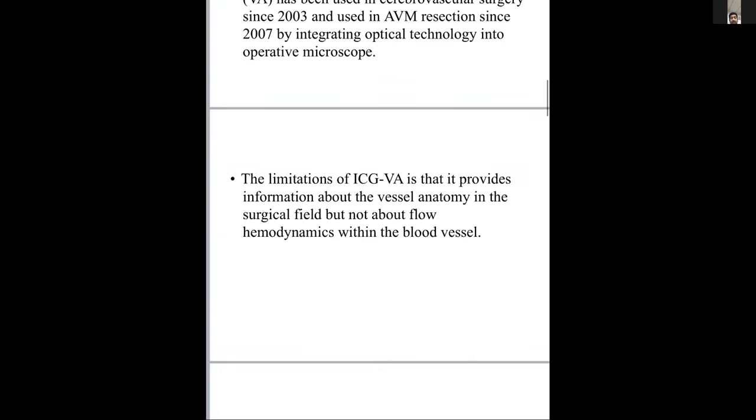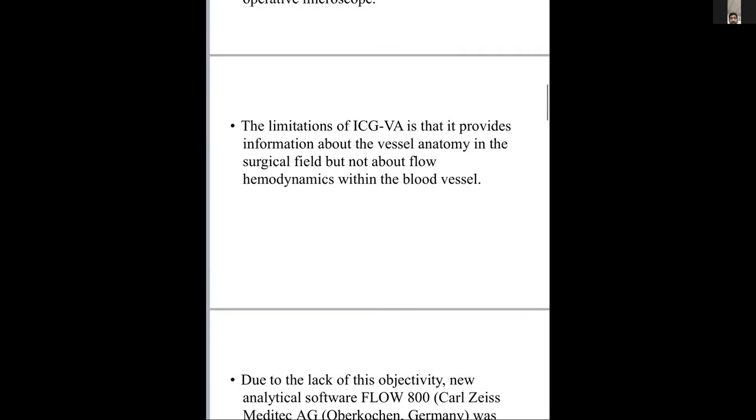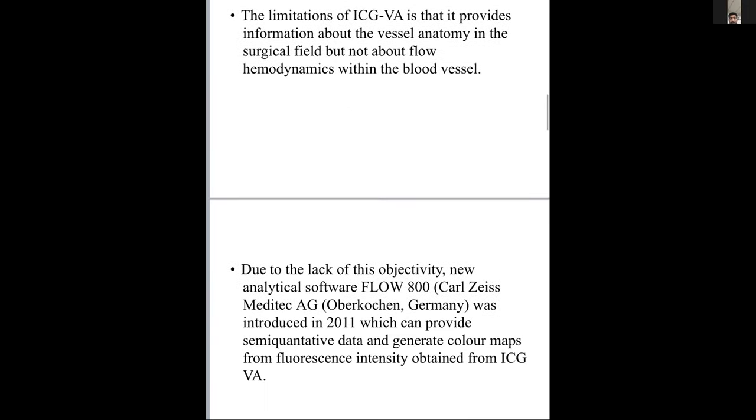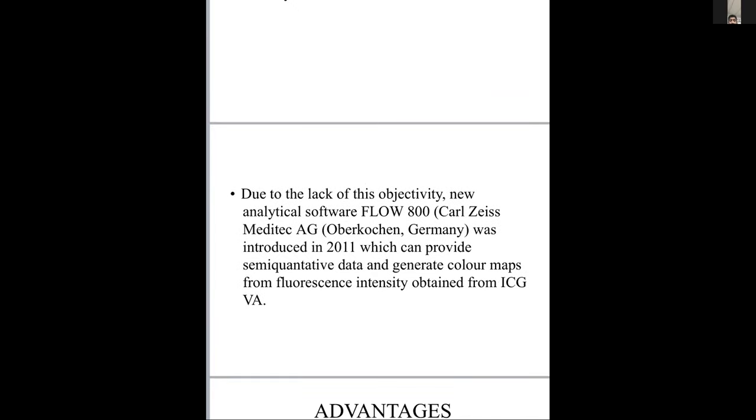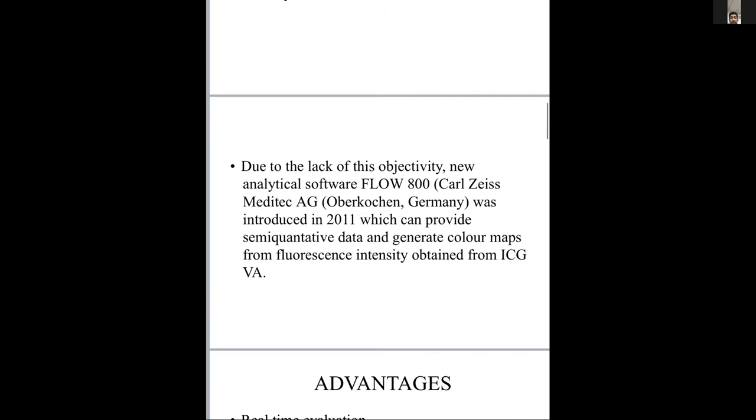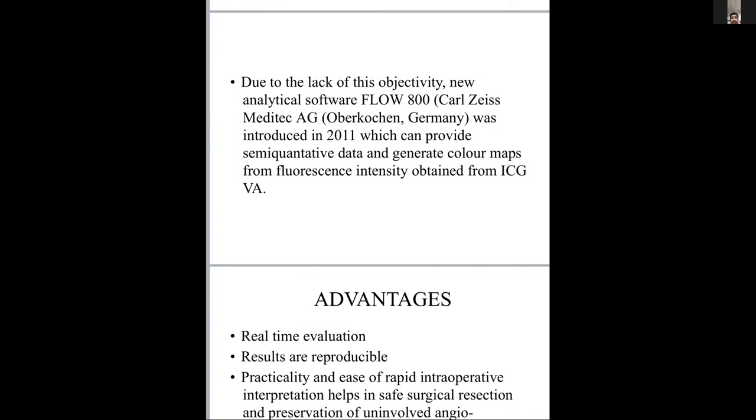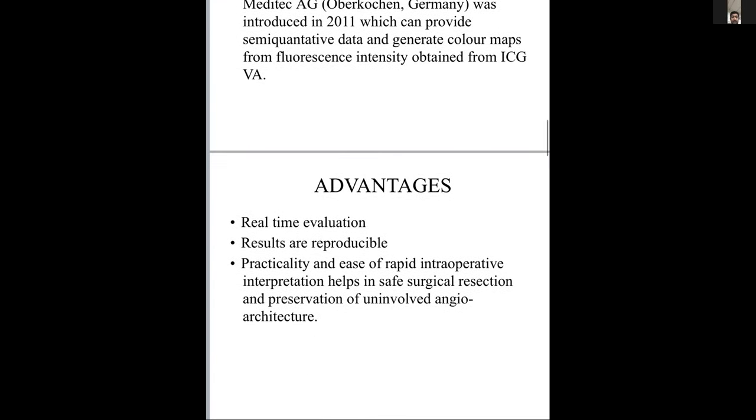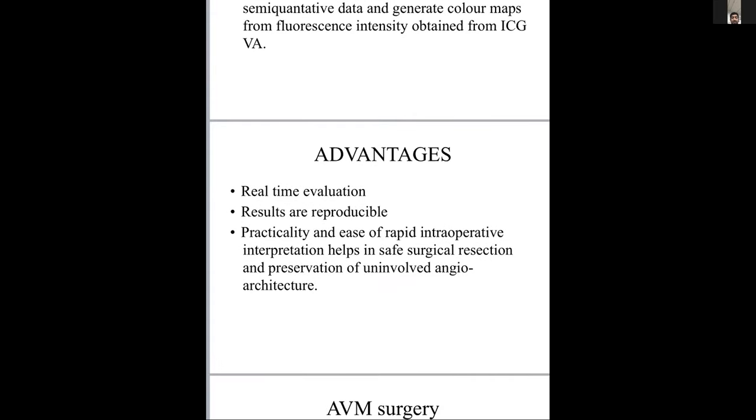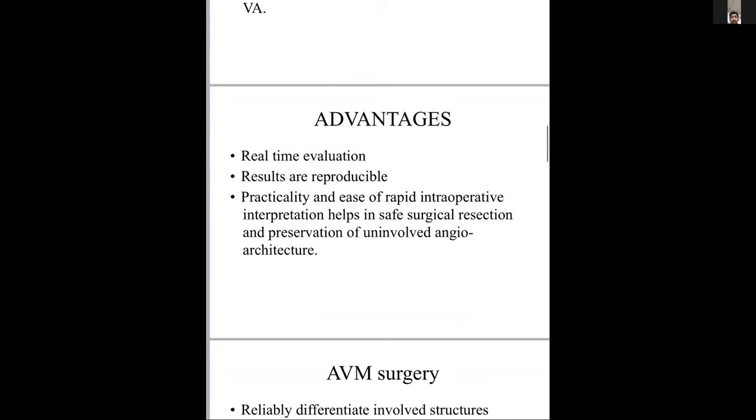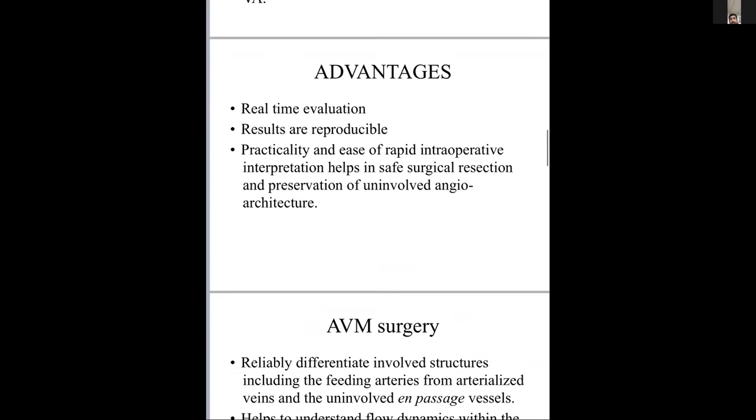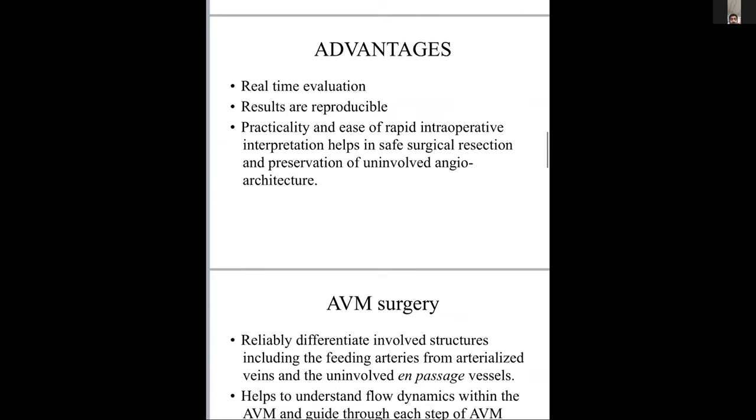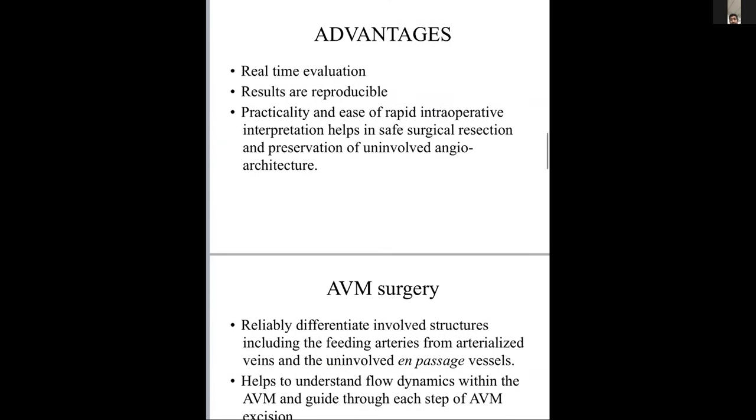The limitation of ICG videoangiography is that it provides information about the vessel anatomy in the surgical field, but not about the hemodynamics within the blood vessel. Due to this lack of objectivity, the new software Flow 800 was introduced in 2011, which can provide semi-quantitative data by generating color maps from the fluorescent intensity obtained from ICG videoangiography. The advantage is that it provides real-time evaluation. Results are reproducible, practical, and easy to interpret intraoperatively. It helps in safe surgical resection and preservation of uninvolved angioarchitecture.